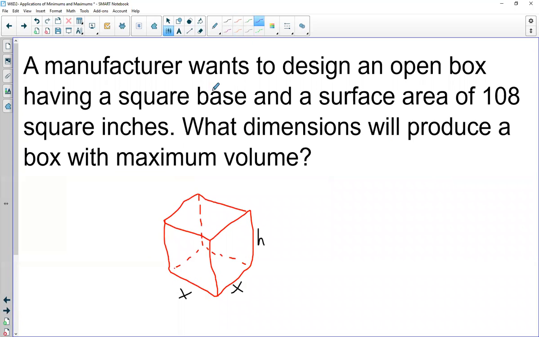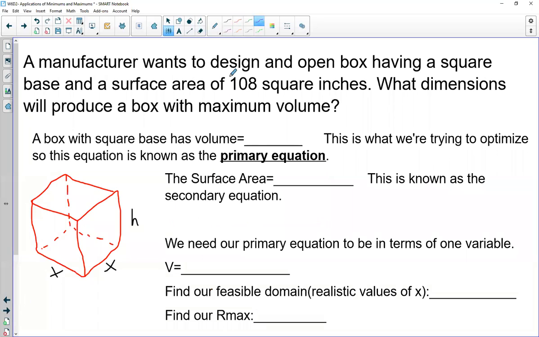So let's look at another example here. A manufacturer wants to design an open box having a square base and a surface area of 108 square inches. What dimensions will produce a box with maximum volume? So using optimization, we're going to be able to solve this. We're going to start off by identifying what we're looking for, which in this case is our maximum volume. Now our volume in this case will be x times x, which is the base because it's a square base, times h, given the variables in this drawing here.